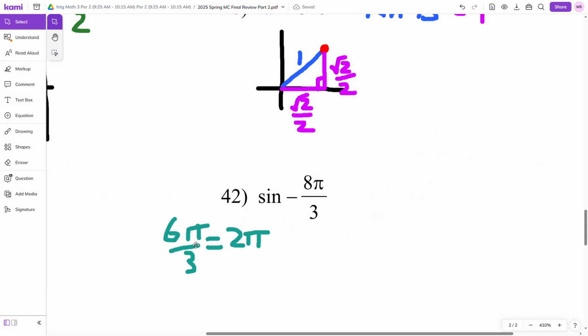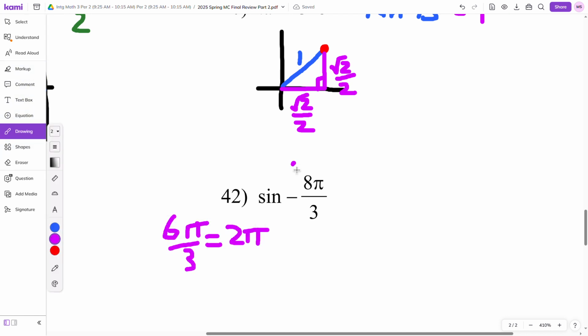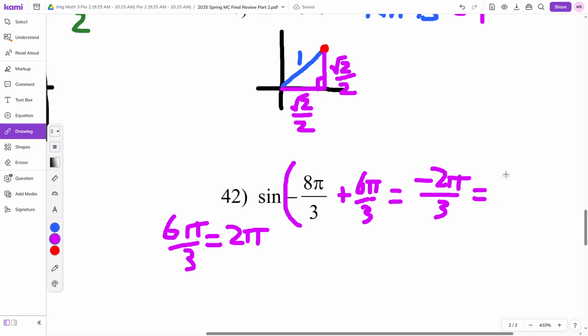So what I'm saying is, if we just take this right here, this negative 8 pi over 3, and add 6 pi over 3, then we would get negative 2 pi over 3. And that's a lot more manageable. And if you want, you could also add 6 pi over 3 to that. And if you prefer the positive version, then that would just be 4 pi over 3.